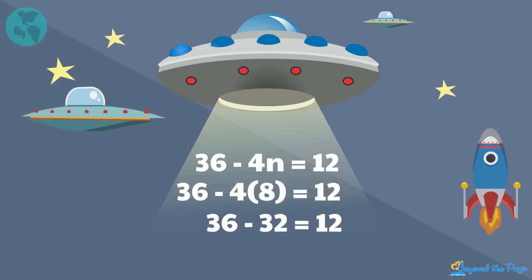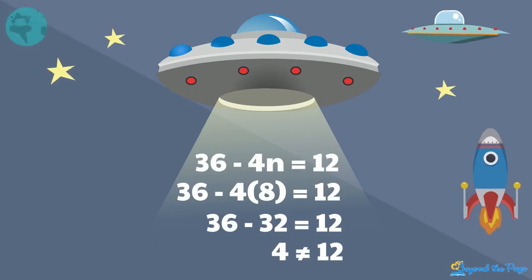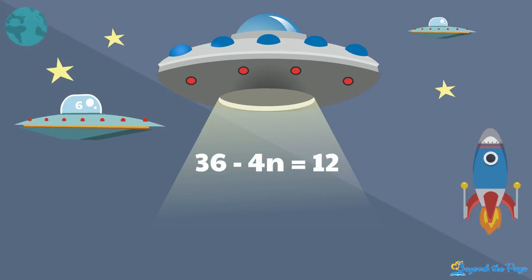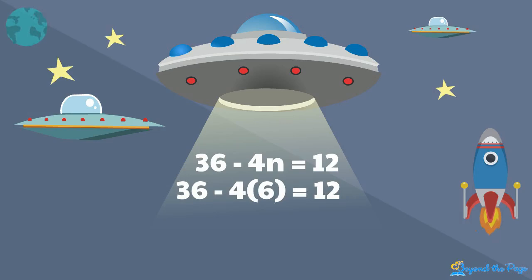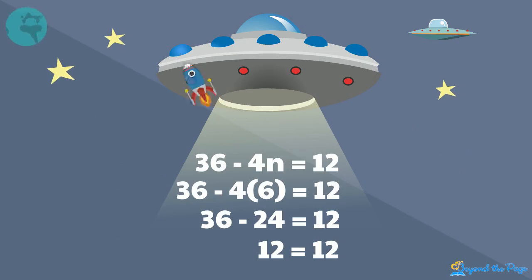Substituting the value 8 for the variable did not make a true equation, so n is not equal to 8. Because giving 8 muffins to neighbors didn't leave enough muffins for the family, Brian needs to try a smaller number. How about 6? Substituting the value 6 for the variable made both sides of the equation the same, so the statement is true and the solution is n equals 6. Brian can give 6 muffins to each neighbor.